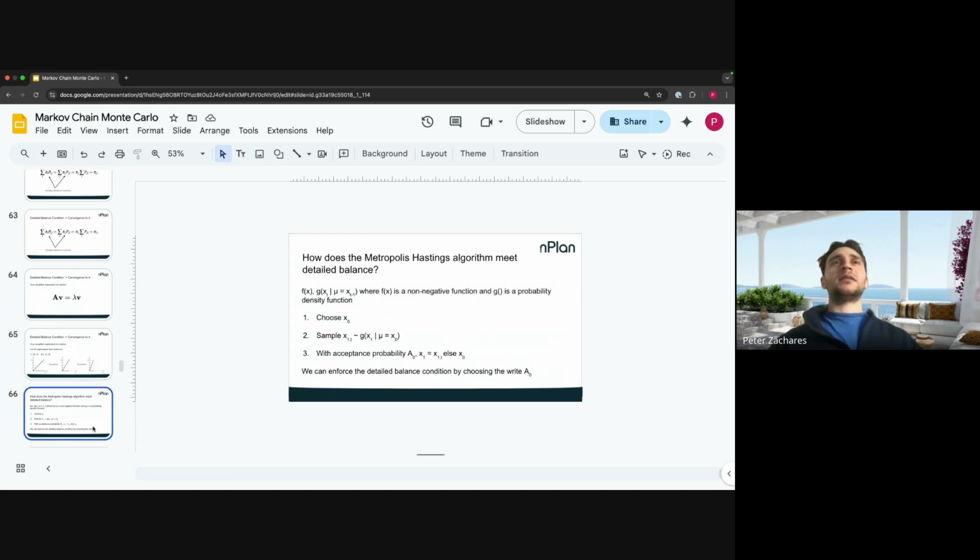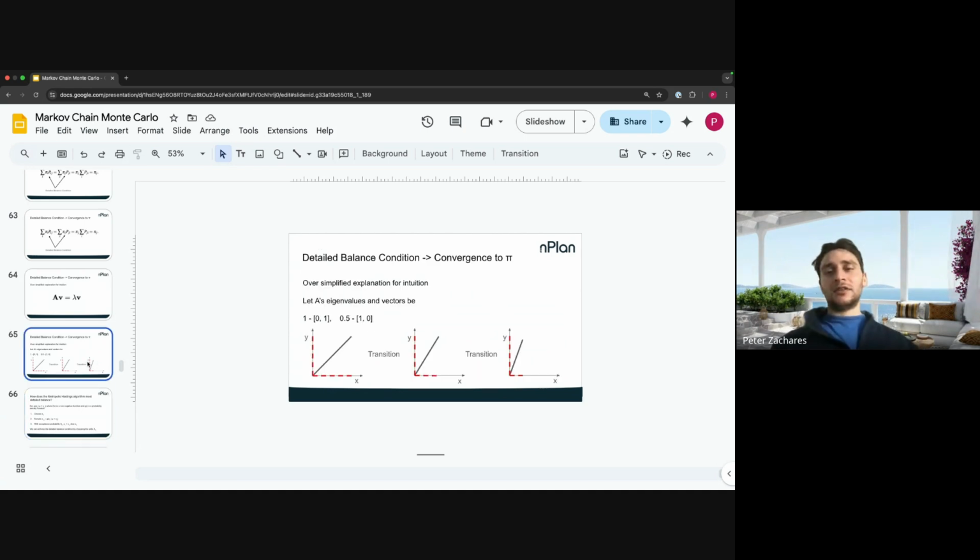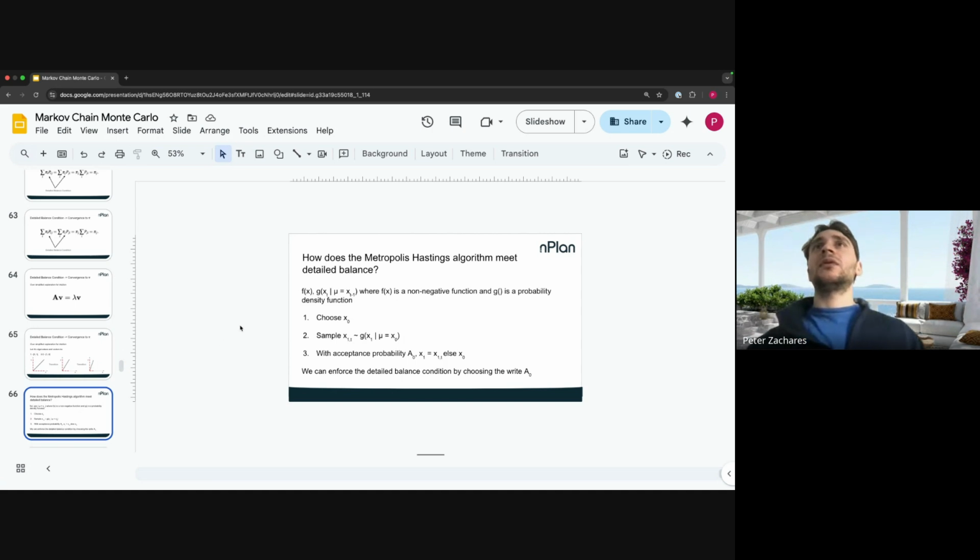So, just to hammer it home, this condition is what is used in MCMC. This is everything. The Metropolis-Hastings algorithm is kind of the OG algorithm for MCMC. It's actually the Metropolis algorithm originally. And I want to go over how it meets the detailed balance condition, just so you can see that.